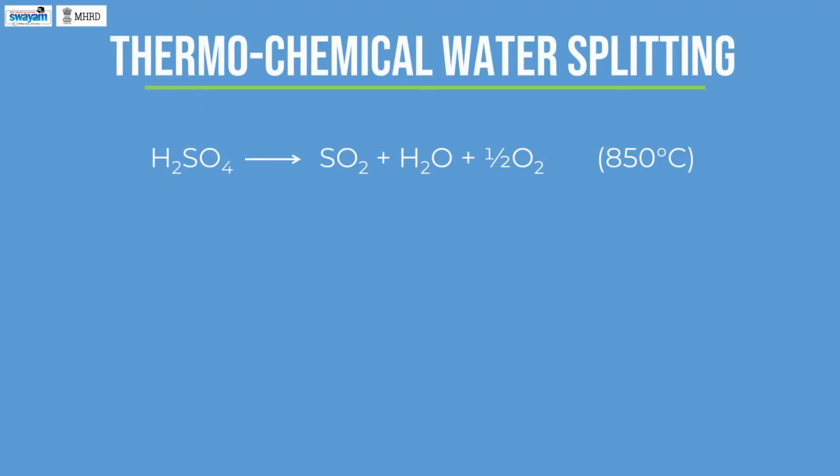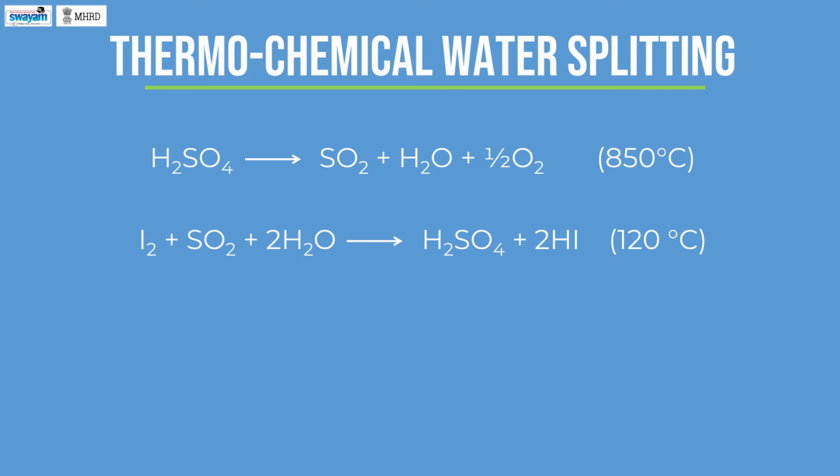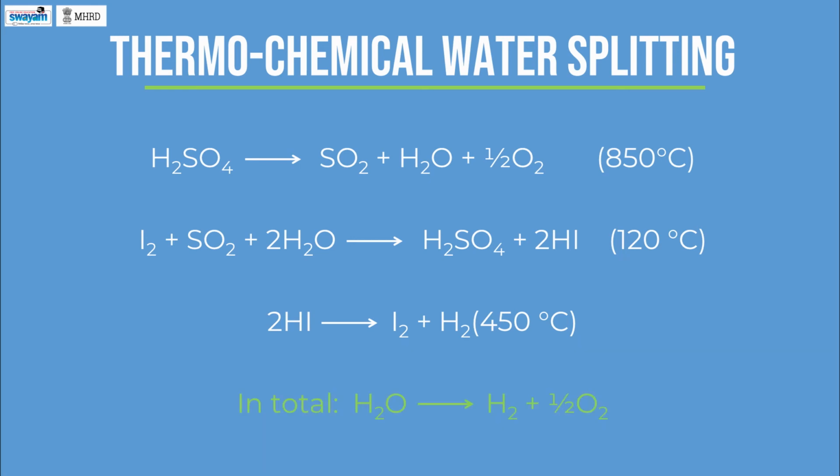Sulfuric acid at 850 degrees Celsius converts to SO2, H2O and oxygen. Iodine plus SO2 and 2 molecules of water at 120 degrees Celsius produce H2SO4 plus 2 hydrogen iodide. 2 hydrogen iodide split into iodine and hydrogen at 450 degrees Celsius. In total, the water molecule is converted into hydrogen and oxygen.